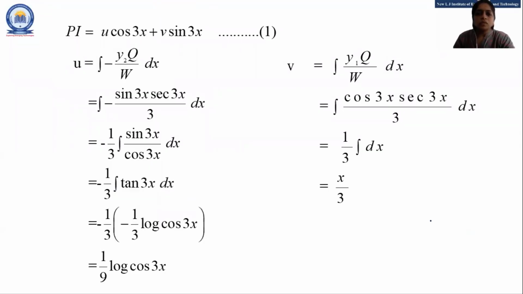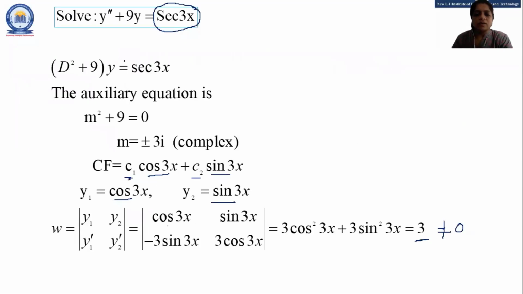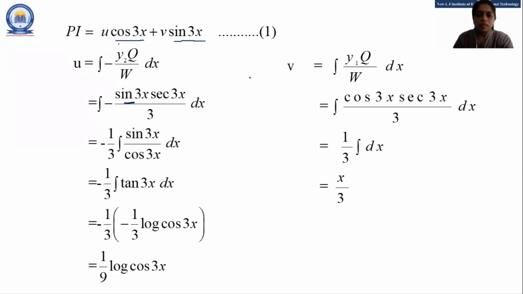Now, for the third step, this is u y1 plus v y2. What is my y1? y1 is cos 3x. And what is y2? Sin 3x. Now I'm going to find the value of u and v. What is u? u is the integration of minus y2 Q upon W. y2 is sin 3x. This is the value of y2. Q is the right hand side of the given differential equation, and that is sec 3x. So my Q is here sec 3x.